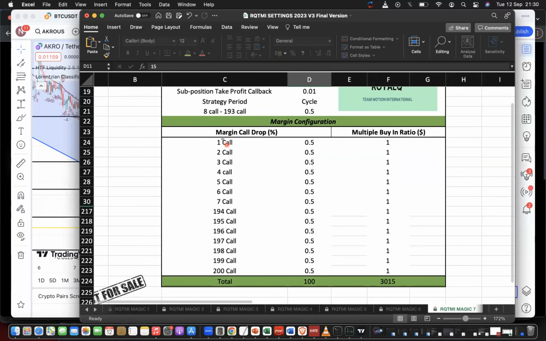Remember, there are 200 margin calls, so there's no need of typing all of them. It will be very long. So this has just done 1, 2, 3, 4, 5, 6, 7, and then jump to 194 to 200. From 1 to 200, everything margin configuration 0.5 as margin call drop. All right, 0.5.